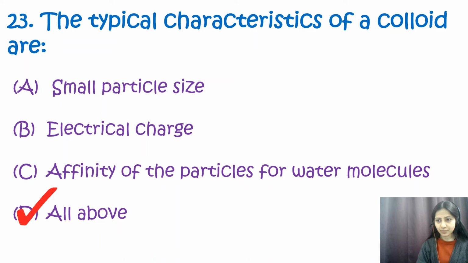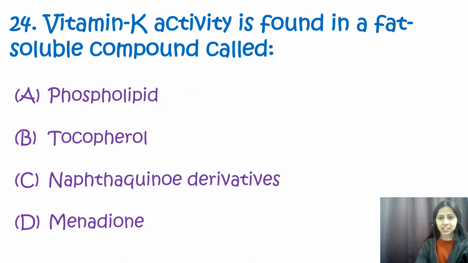Question number 24. Vitamin K activity is found in fat soluble compounds called: A, phospholipids; B, tocopherol; C, naphthoquinone derivatives; and D, menadione. The correct option is C, that is naphthoquinone derivatives. Vitamin K activity is found in this fat soluble compound. It is also a class of organic compounds which has many applications in dyes, pigments, and the pharmaceutical industry. Whereas menadione is a synthetic form of vitamin K that is used as a supplement or in fortified foods. It is also known as vitamin K3.